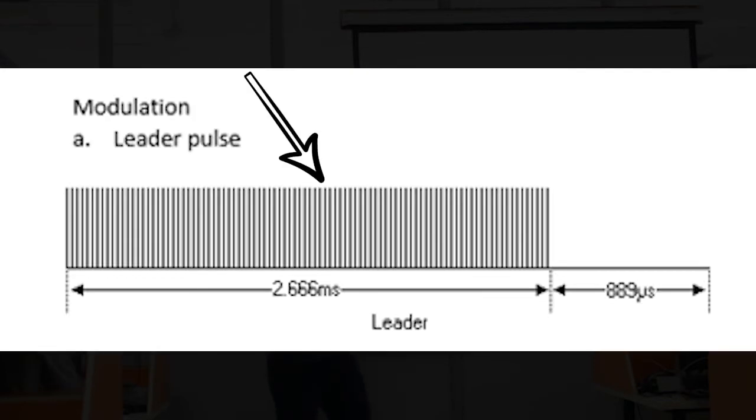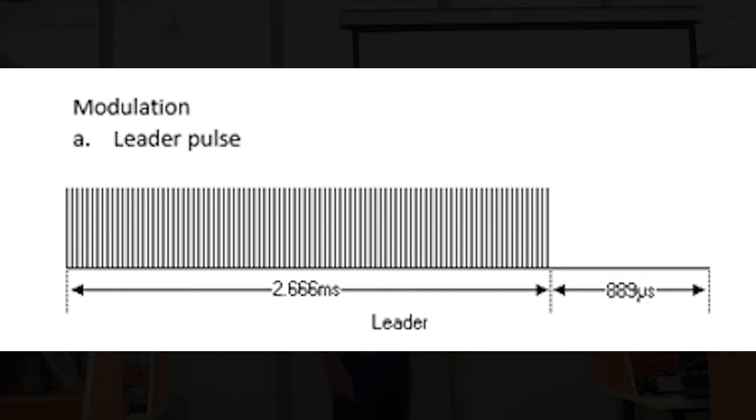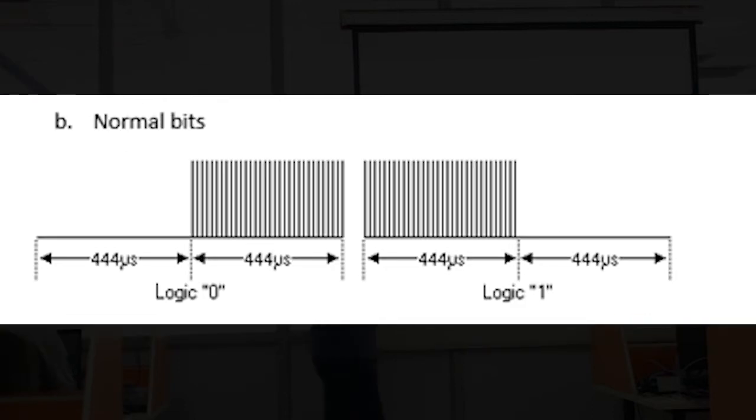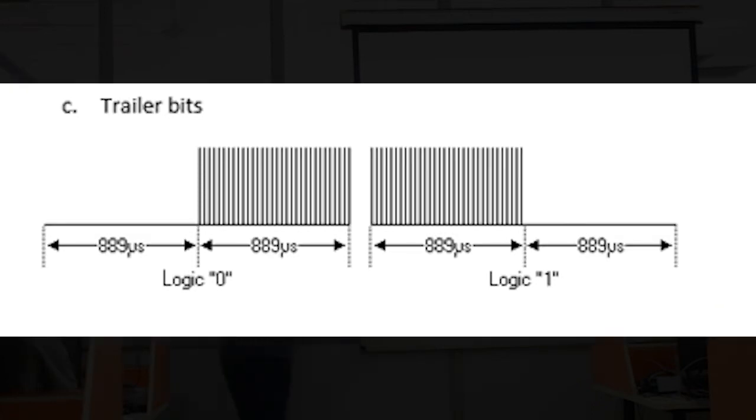And this is the leader symbol. Right, it's 2.666 milliseconds of pulse and 889 microseconds of nothing. Right? And then this is the logic 0, logic 1. Which encoding is this? Manchester encoding, right? And then the trailer bits are as follows. 889, this is the logic 0, this is the logic 1 of trailer bits. Okay? It's pretty self-explanatory. You can go through it once.